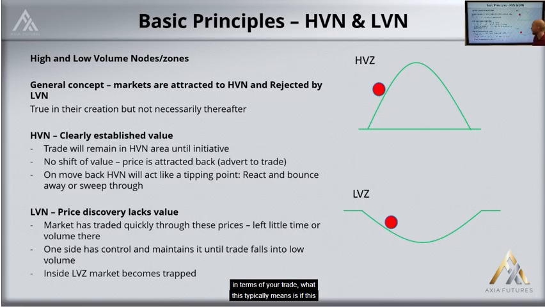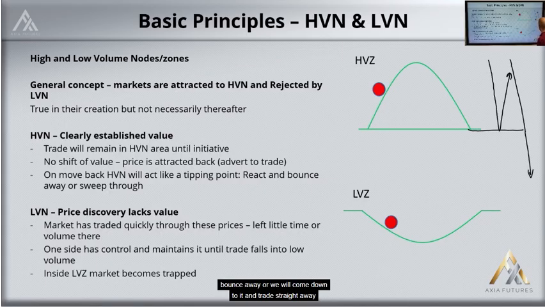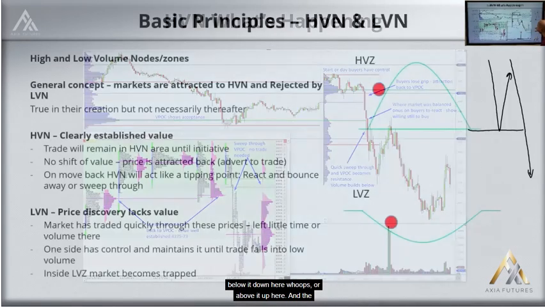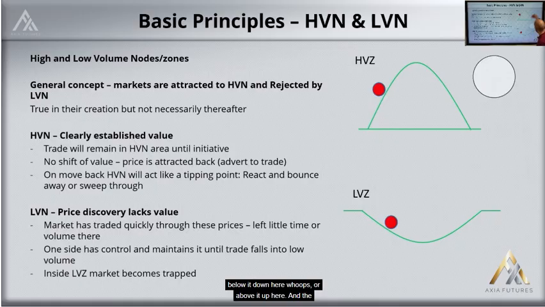In terms of a trade, what this typically means is if this is your high volume node, the market will come down to it and bounce away, or we will come down to it and trade straight through. Neither situation spends any time here. You will spend more time filling out either side, so you'll spend more time and volume below it down here, or above it up here. And the converse is true of a low volume zone.